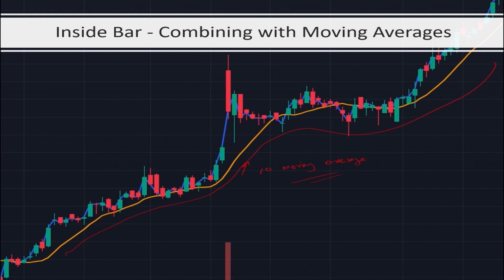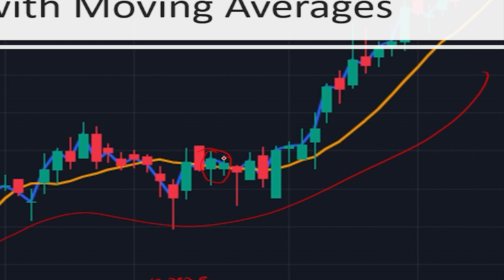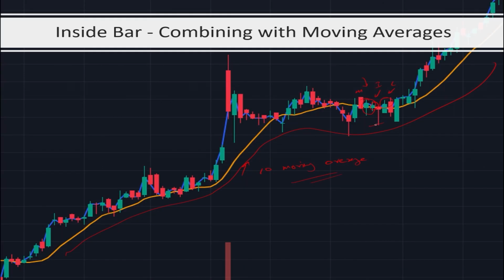When an inside bar is formed in alignment with the moving average, it confirms the trend's strength. Now if you see over here, we have the mother candle, we have the inside bar candle, and then we have a confirmation candle. So this is our mother candle, this is our inside bar candle, and this is our confirmation candle.